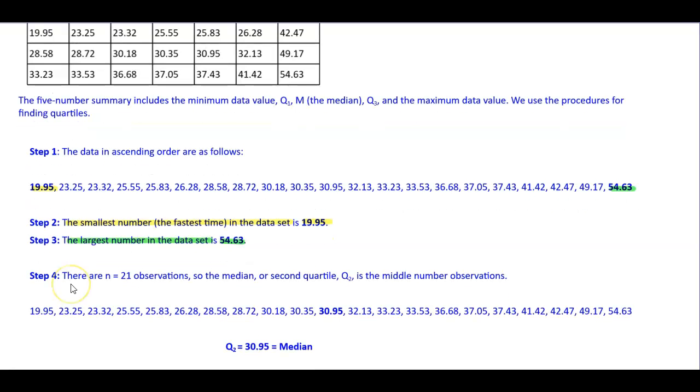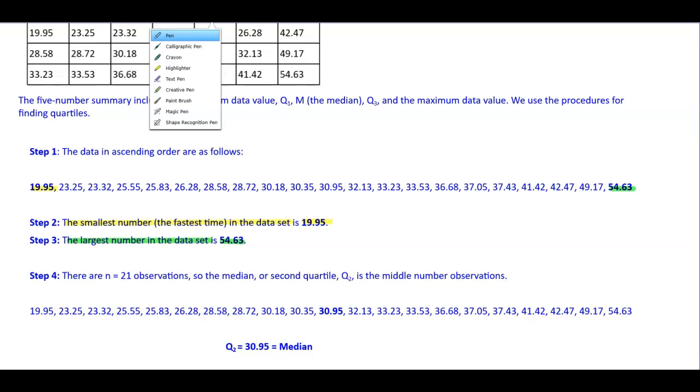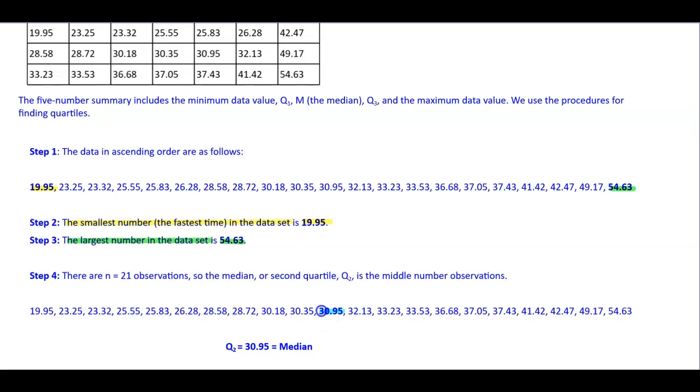Now in step 4, we need to count how many observations we have. Well, there are n equals 21 observations. So the median, or the second quartile, Q2, is going to be the middle observation. Since that number is exactly in the middle, we denote that 30.95 represents Quartile 2, or the median.